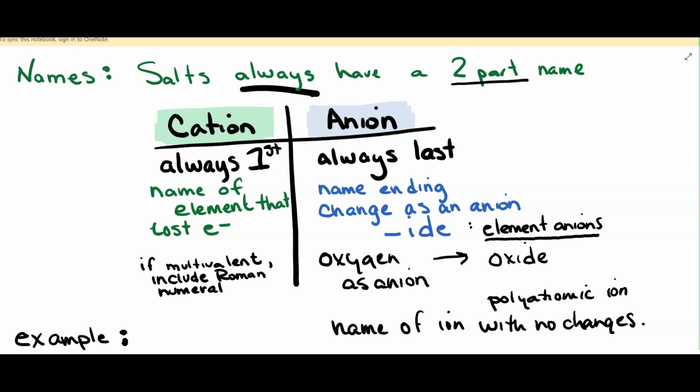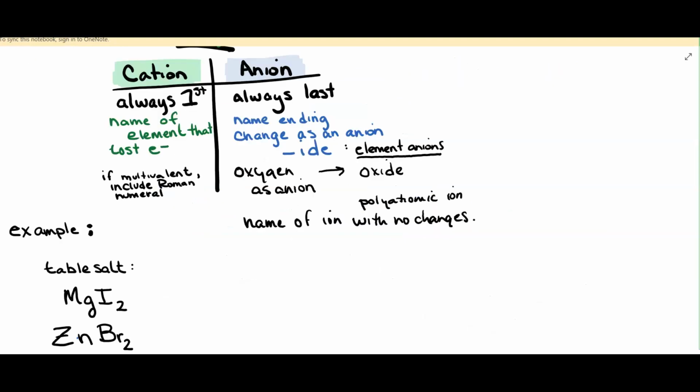For the cation, the only additional part that might be included in the name is a Roman numeral. To determine when you want to use a Roman numeral, we do that to something called a multivalent cation. And the Roman numeral is the oxidation number, the number of electrons lost by a cation, and it's inserted in between the first and last names.